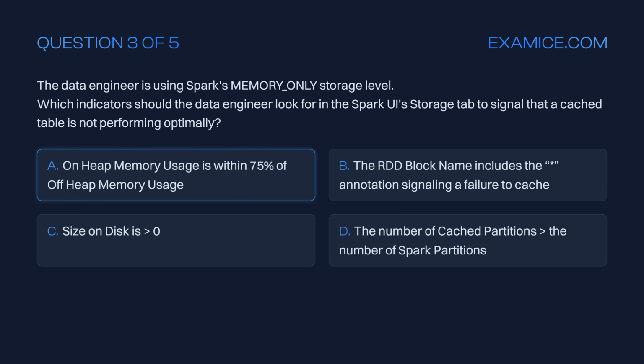Option A. On heap memory usage is within 75% of off-heap memory usage. Option B. The RDD block name includes the asterisk annotation signaling a failure to cache. Option C. Size on disk is greater than 0.0. Option D. The number of cache partitions greater than the number of Spark partitions.